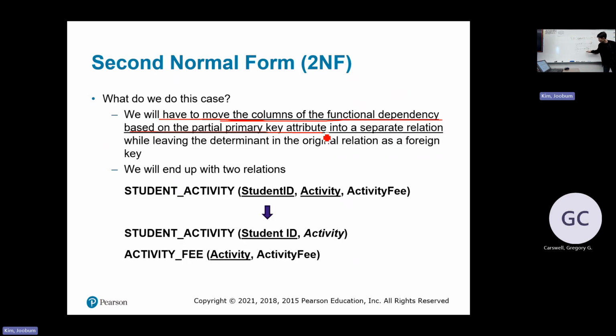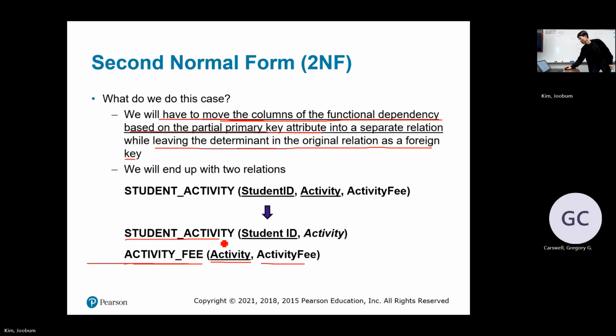So those two columns move to the new relation. Create another relation called activity fee, and then move activity and activity fee into the new table. And then leave the determinant in the original relation as a foreign key. See, this is the original key, and that one is a determinant, so for activity fee, this activity is used as a foreign key, like that.